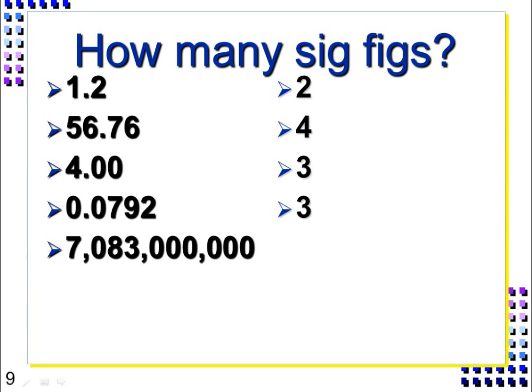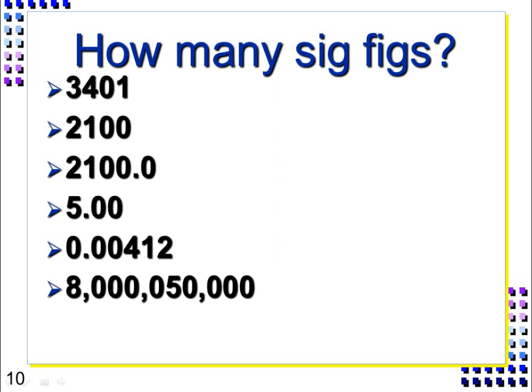0.0792, that number has 3 sig figs. The zeros at the beginning are only leading zeros. And the number 7 billion, 83 million, that has 4 sig figs. The 7083. All of those 6 zeros to the right, those are trailing zeros. They do not count as sig figs.